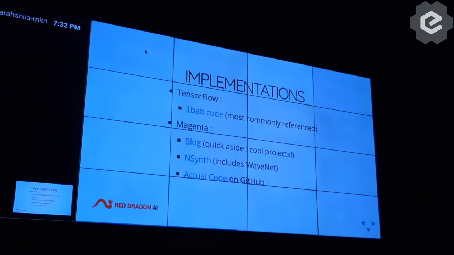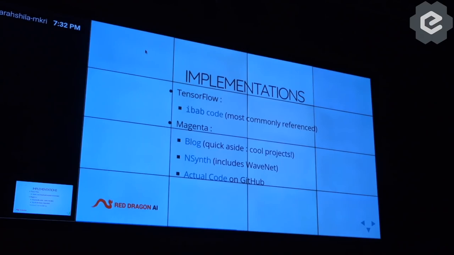Now let's talk a little about the implementations. There's one in TensorFlow called ibab. Most people think this is kind of the reference implementation. Surprisingly, there aren't hundreds of implementations of this, but I guess it's so time-consuming to train. People are talking about getting sample results after a week on their Titan X. So this thing takes a long time to do something which is half okay. Well, DeepMind clearly had a lot of processing power to play with this.